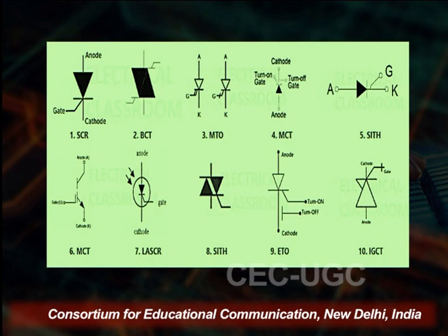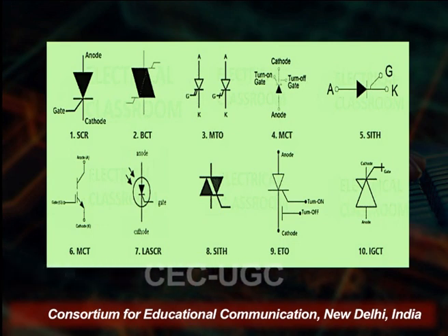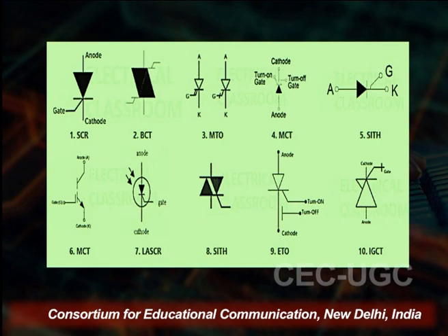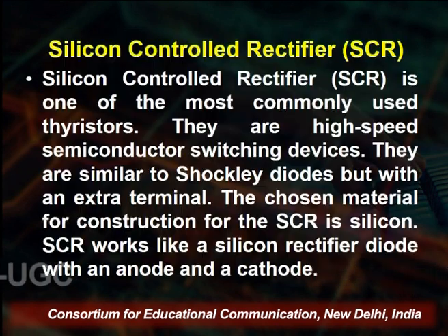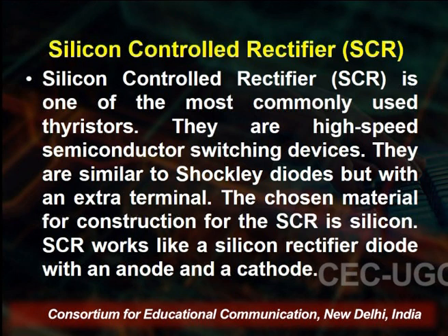You see the basic thyristors are shown here with the different outputs. Here we have the different types of thyristor, and these are the symbols. By using these we can represent the thyristor. First is the silicon control rectifier thyristor. That is also one of the most commonly used thyristors.